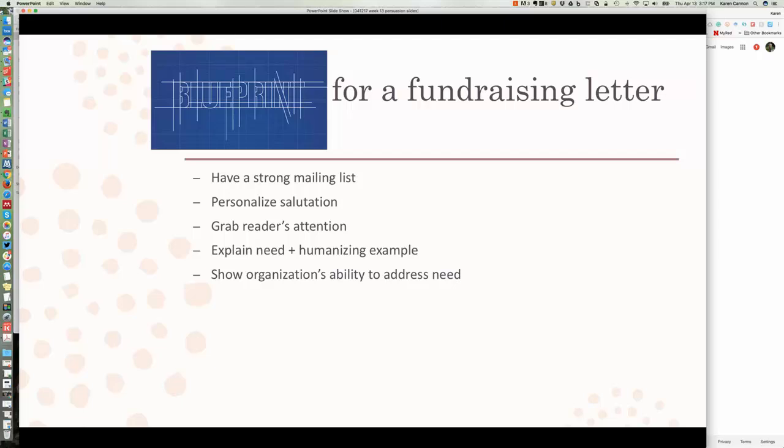So, for example, if you're thinking about Doctors Without Borders as your organization trying to create a fundraising letter, you would talk about the need for money for medical supplies, for example. And then you would provide a short story or a humanizing example where there was a situation where your organization was able to provide medical care in a refugee camp or something like that. So you want to provide an example that is really about humans and tells a little bit of a story and gives a real example.